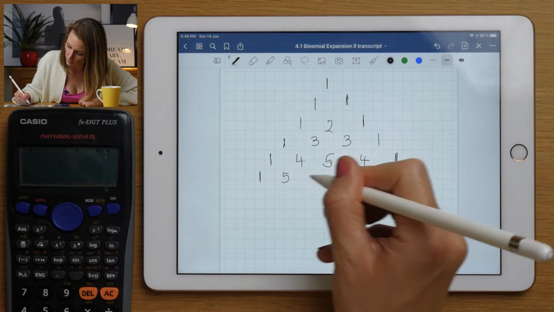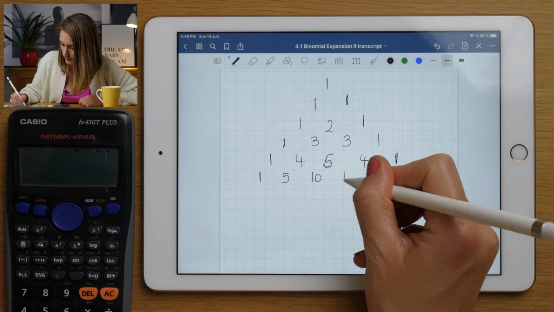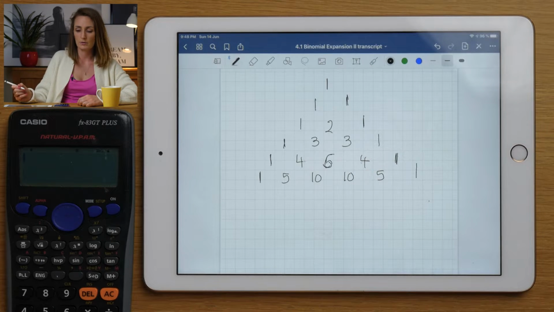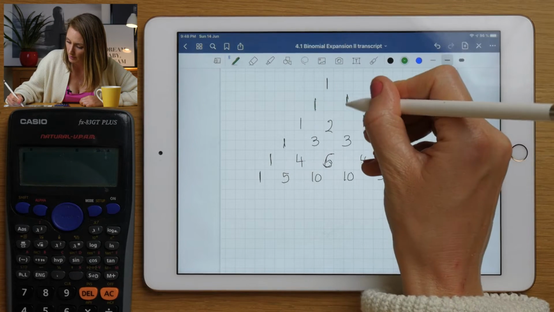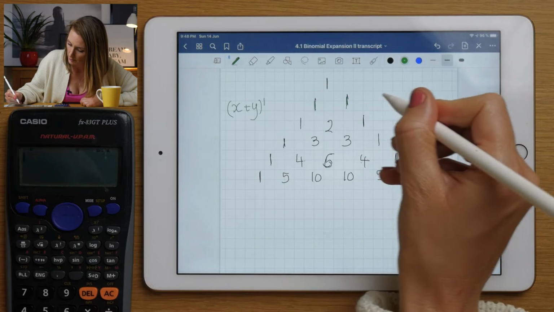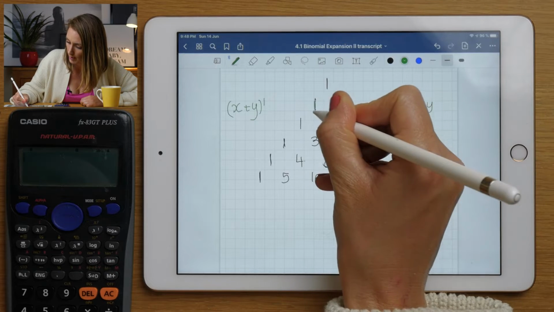Now, you might ask, why on earth is this useful? Why would you bother? The reason is, if you're going to multiply out brackets with a high power. So, for example, we'll just start with x plus y. Well, x plus y to the power 1 would be 1x plus 1y.